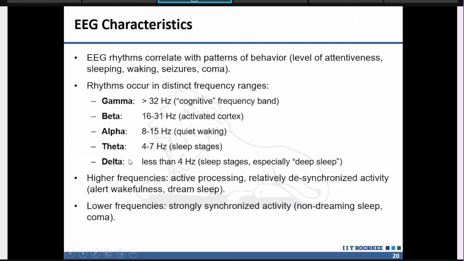Lower frequency means, as I was saying, strongly synchronized activity, meaning a non-dreaming state, coma, or relaxed position, something like that. And with higher frequency, you are doing lots of activities.